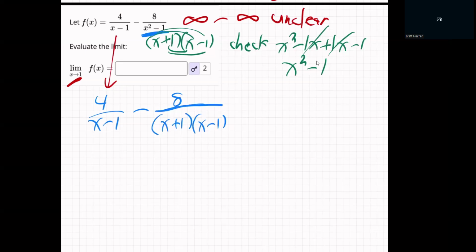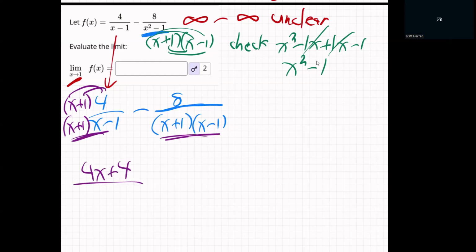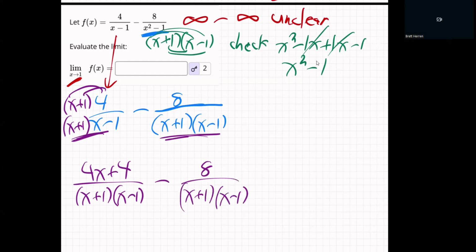Okay, so what? Well, now we can get a common denominator. If we multiply top and bottom of this one by x plus 1, now this denominator will match that denominator. So then what do we get? Distribute this on the top. We get 4x plus 4 over x plus 1, x minus 1, minus 8 over x plus 1, x minus 1.